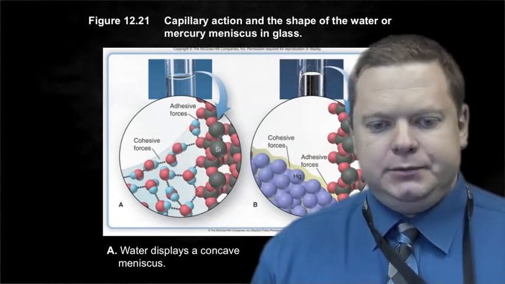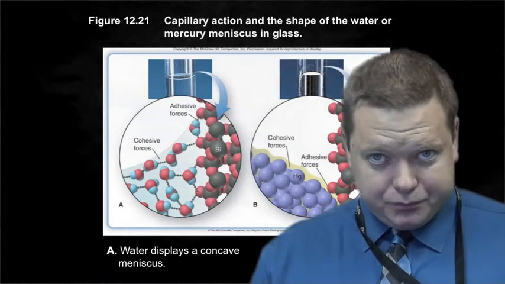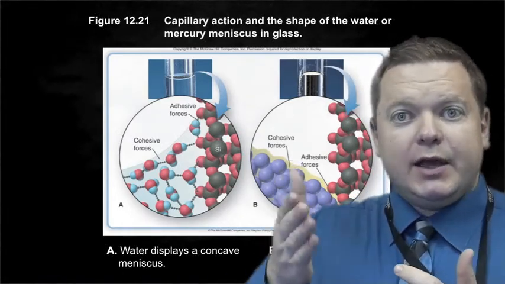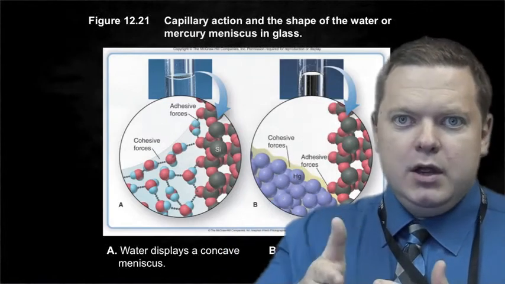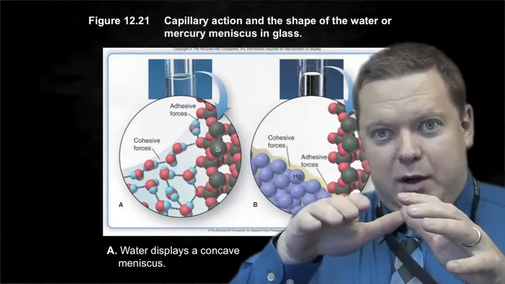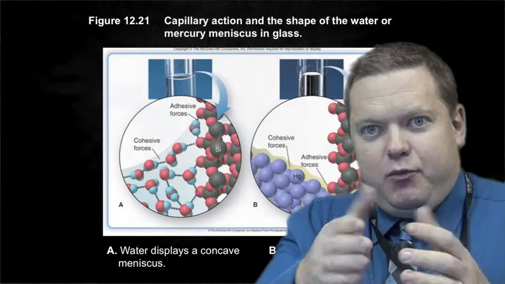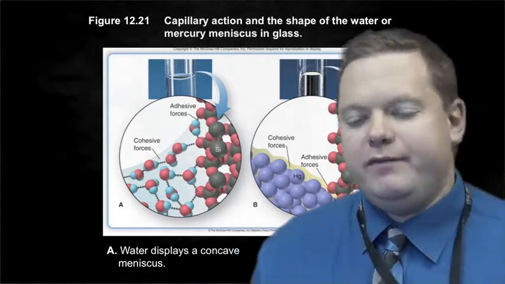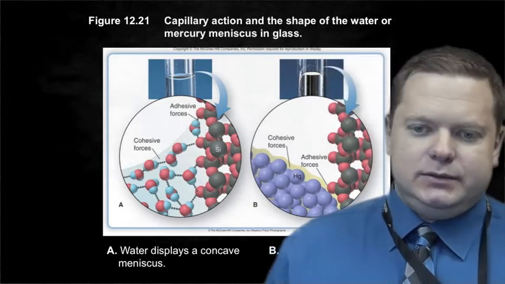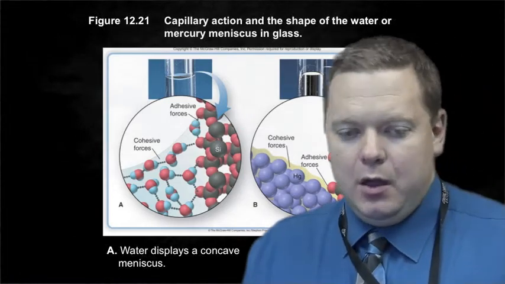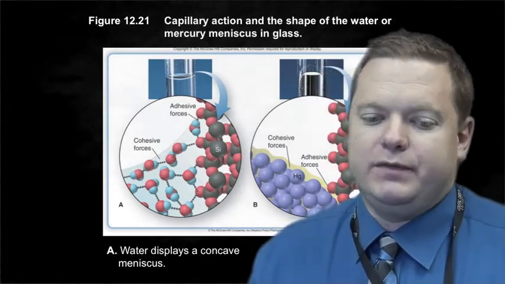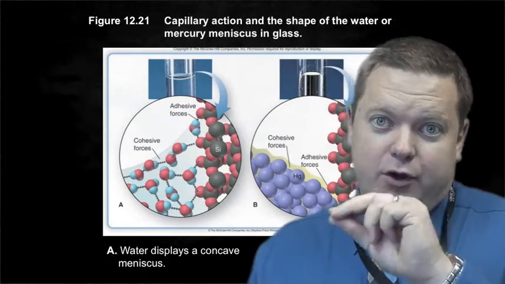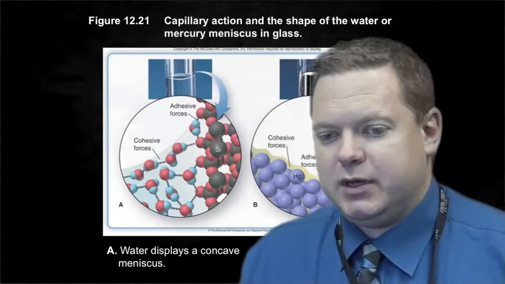Something that's nonpolar, like mercury, for example, has only dispersion interactions. It's not going to be attracted to that polar glass molecule, so it's going to prefer to stick to itself more. It's going to move away from that, so we're going to get a convex meniscus. Both of these, again, are a direct result of those intermolecular interactions: what it favors more, the interaction with the glass or the interaction with itself.